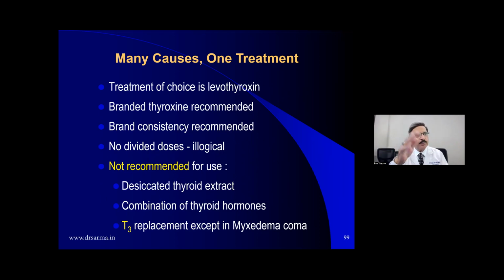If you have Thyronorm, Eltroxin, don't keep on changing, because the bioavailability of the drug between the brands is different. 100 micrograms of Burroughs Wellcome may not be the same as 100 micrograms of Thyronorm. Whatever is the brand that you have chosen, stick to that brand. And unbranded thyroxine, generic thyroxine, don't. Only use branded thyroxine.